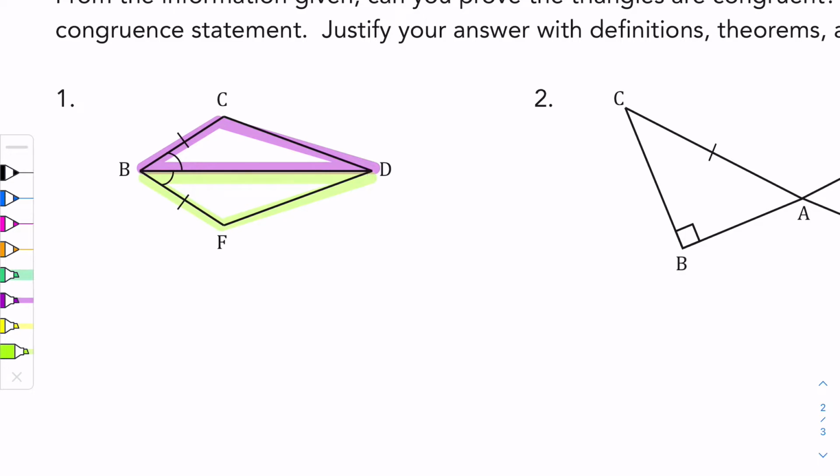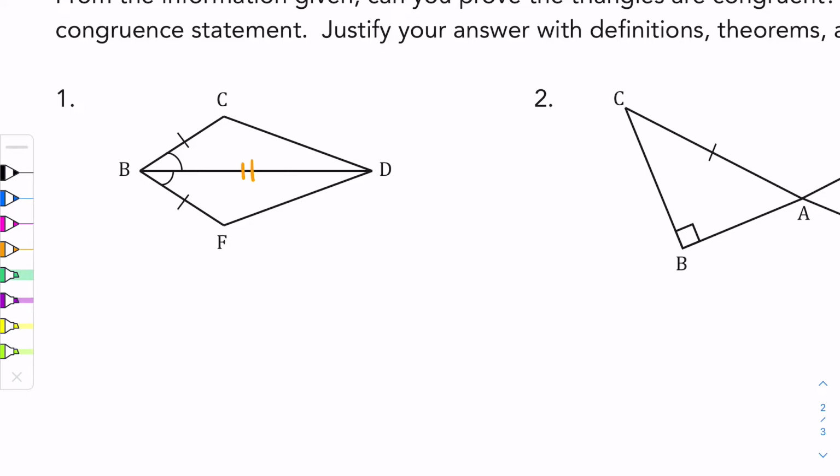So one thing that you have to be prepared to recognize on a lot of models is that if you have two triangles that share a side, obviously that side is congruent between the two triangles because they both share that side, so it is equal.